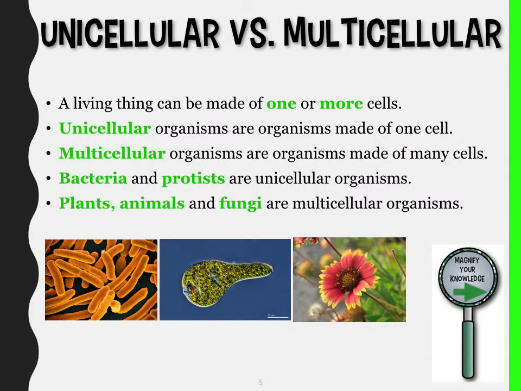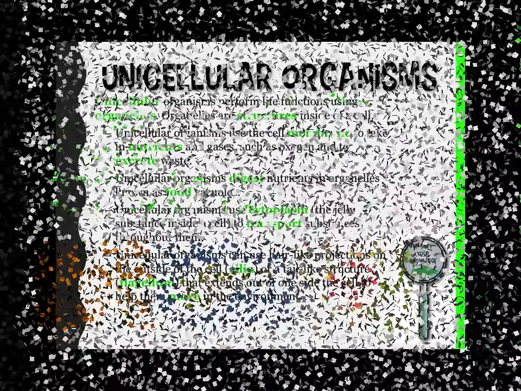There are many different ways to classify cells. Remember, classify means to organize. We can classify cells as unicellular or multicellular. A living thing can be made of one or more cells. Unicellular organisms are organisms that are made of just one cell, while multicellular organisms are organisms made of many cells. Bacteria and protists are unicellular organisms. Plants, animals, and fungi are multicellular organisms. Let's magnify our knowledge and move on.